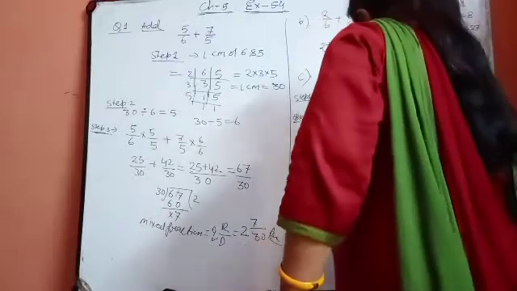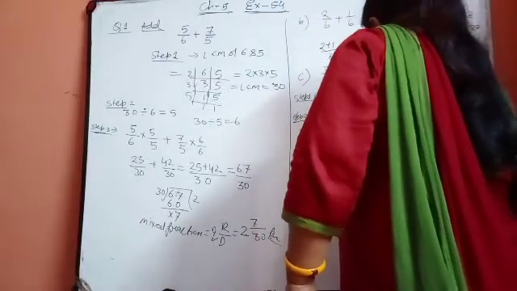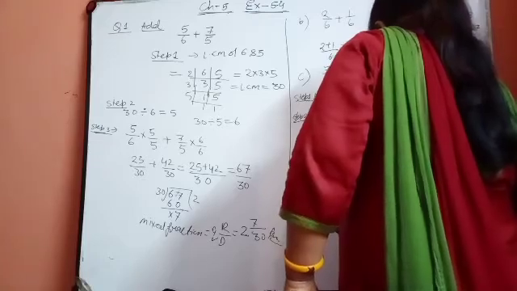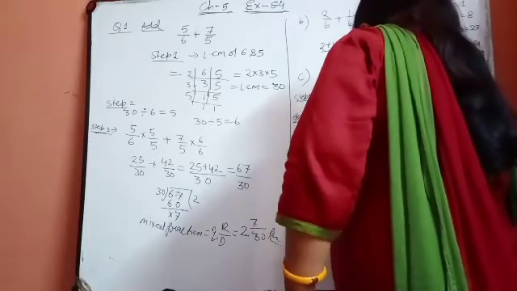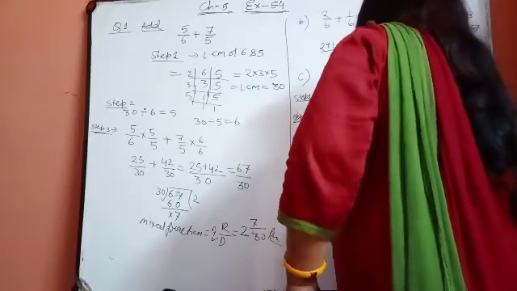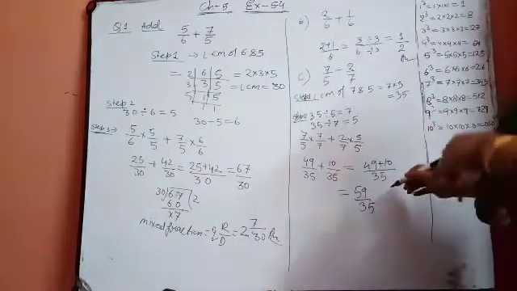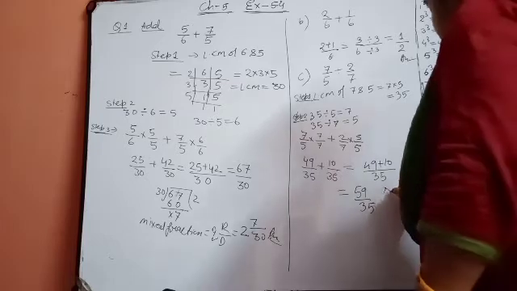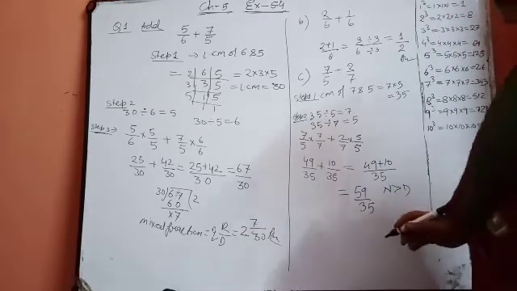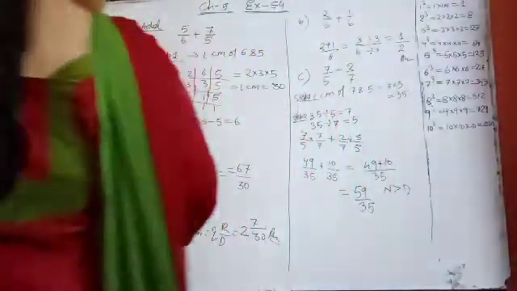It will be 49 plus 10 upon 35, because now they have a common denominator. What will they become? 59 upon 35. Again you can see that the numerator is greater than the denominator. So in this case we can write the fraction as a mixed fraction. So how will you do it?